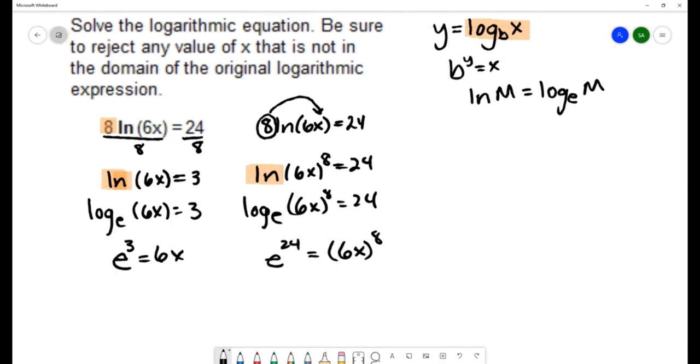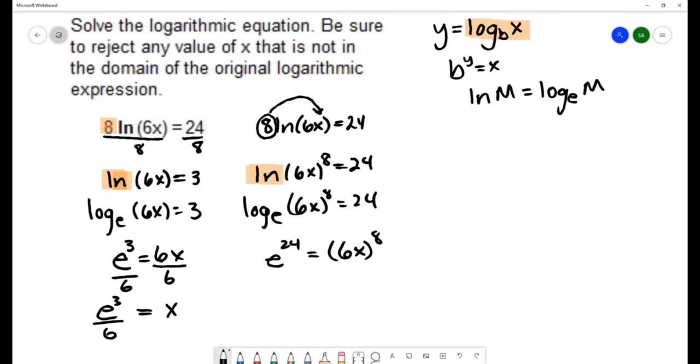With the equation on the left, we're almost done solving. We would divide by 6, and x equals e to the 3rd over 6. We would just need to check to make sure that this is in the domain.